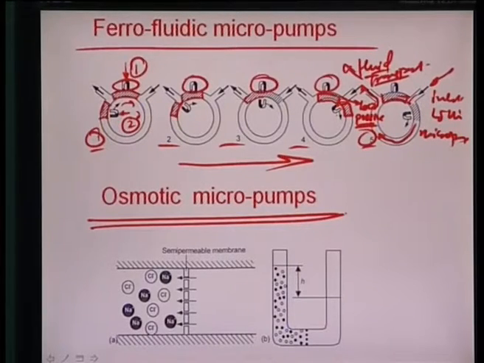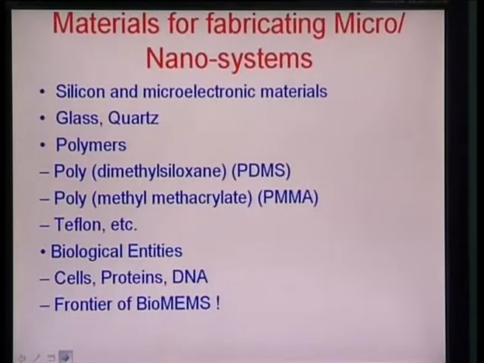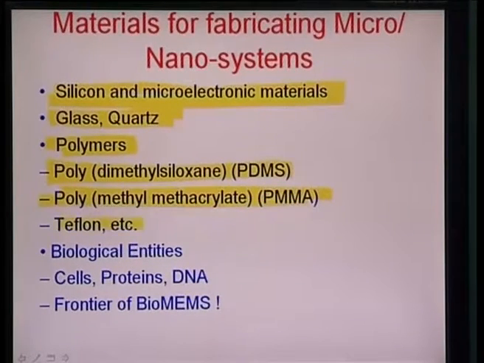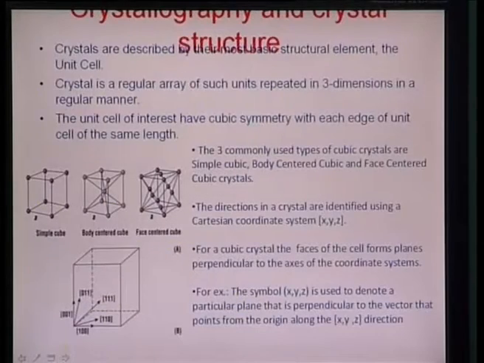processes. So in a nutshell, the materials, and I would like to use this slide from my other lectures before, are silicon, microelectronic materials, primarily glass and quartz because of their optical transparency, and some polymers like PDMS, PMMA, which you have probably already seen part of before, Teflon, and biological entities like cells, proteins, DNA, which give novel frontiers in biomems. So let us talk a little bit about crystal structures and how we can characterize silicon.